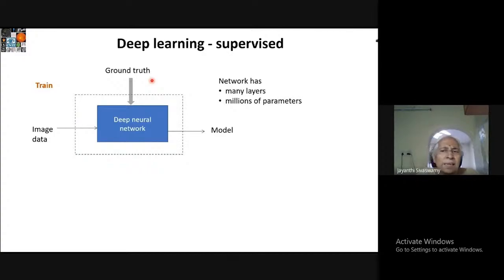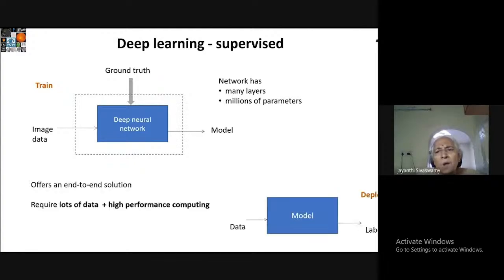And that is a binary label. So the label will be normal, not normal. So in the deployment phase, the model is taken, data is given, and out comes the label. So if you look at this entire pipeline, I have an end-to-end solution, and the training phase adjusts all these millions of parameters. So as far as I'm concerned, I'm putting in something and getting out my label. So that's why we call it end-to-end.